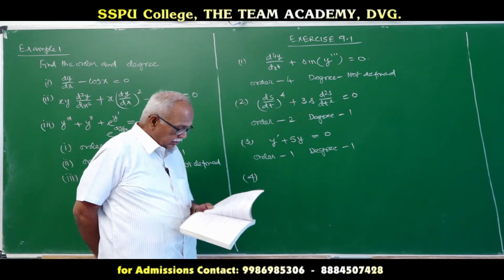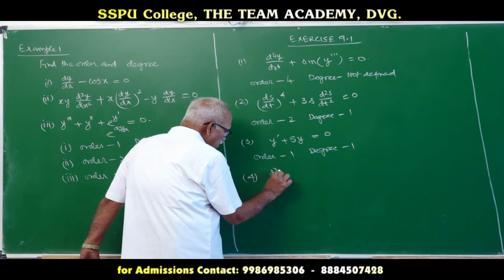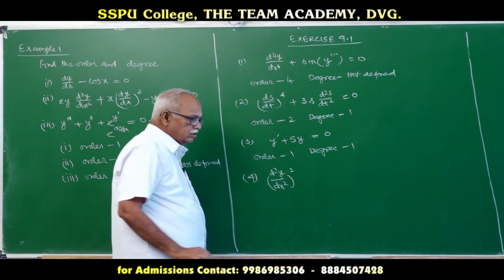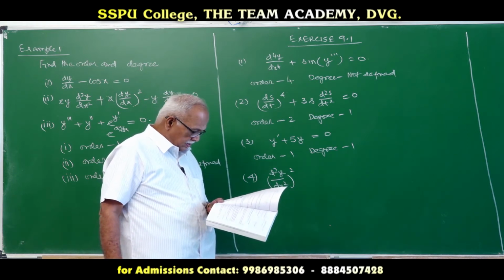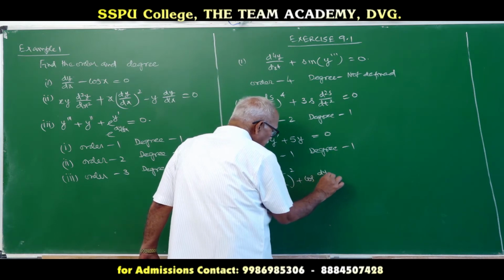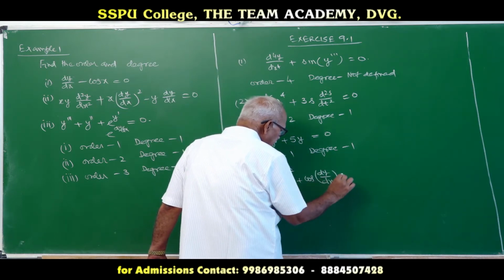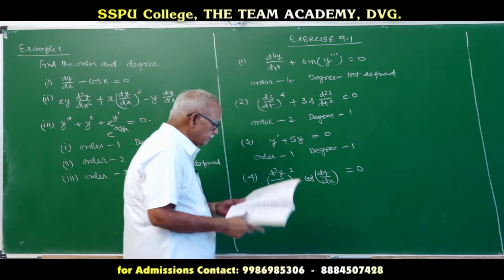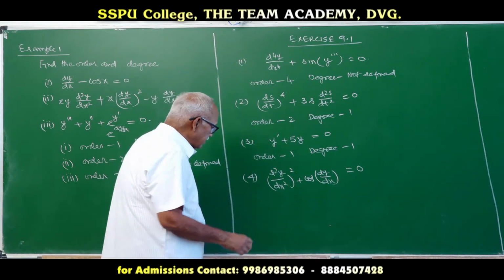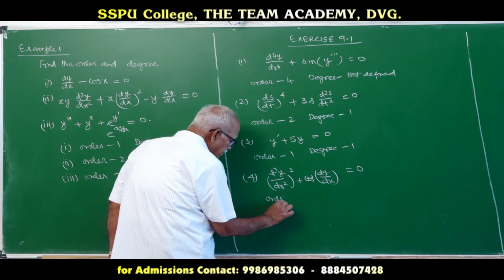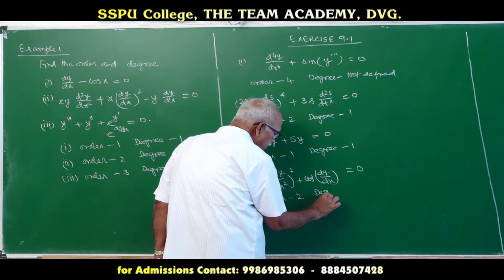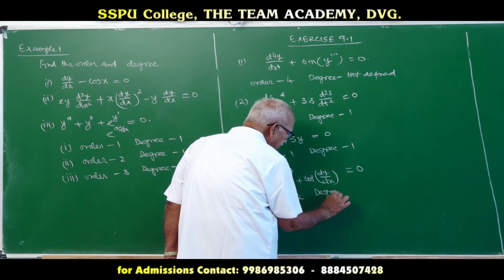Then the fourth question is: d square y by dx square whole square plus cos dy by dx is equal to 0. Now, here we can get the order. The highest order is 2. But what is the degree of this differential equation?